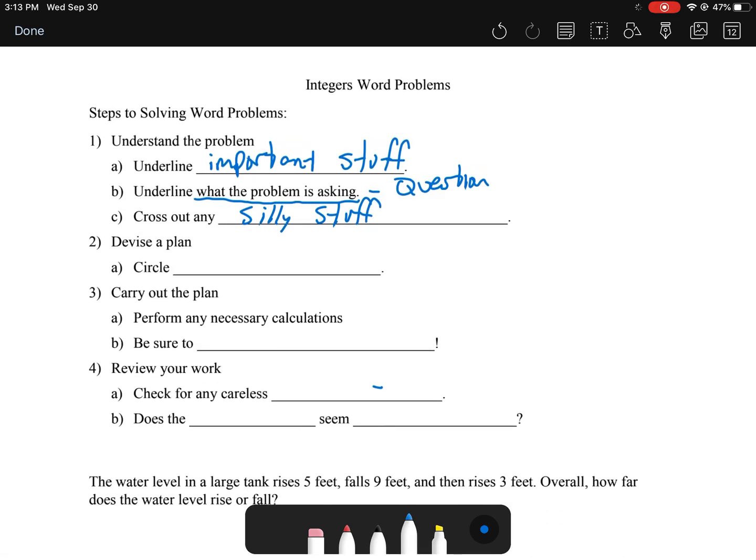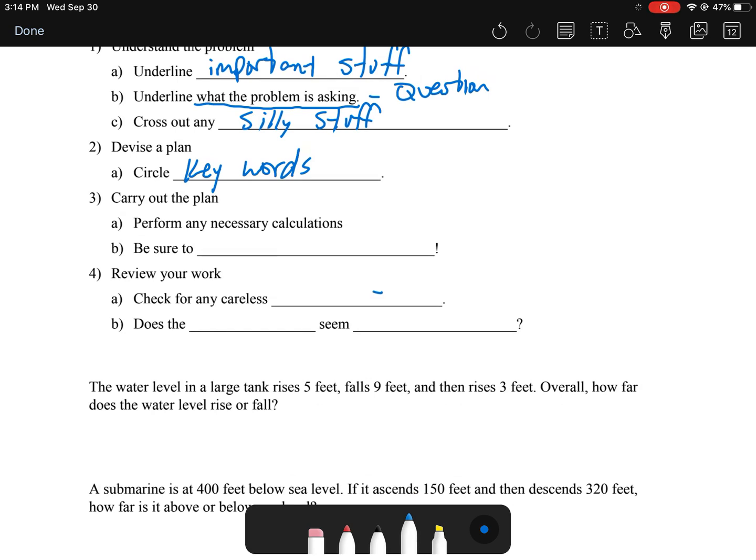When devising your plan, you want to make sure that you're circling the keywords and using those so you know what kind of operations are going on. Make sure that when you're carrying out your plan, you're performing any necessary calculations, and be sure to check your work. When you review, make sure you look back. Check for any careless mistakes. And ask yourself, does the answer seem reasonable?